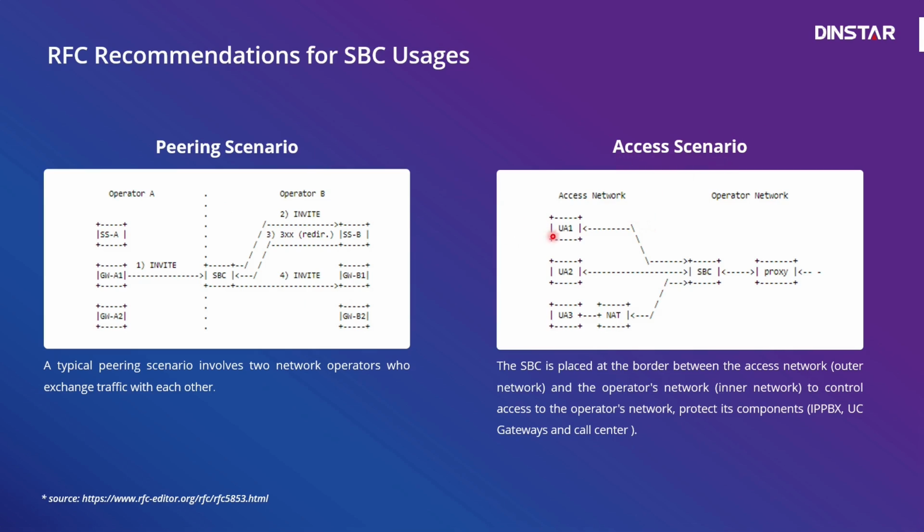Sometimes if people or users outside want to access your internal networks or proxy, you have to use an SBC and put it in between, and your UA will register to the SBC proxy here. Here we have, for example, a PBX, gateway or call center. So here the SBC hides your PBX. Okay, so it's very clear and easy to implement.